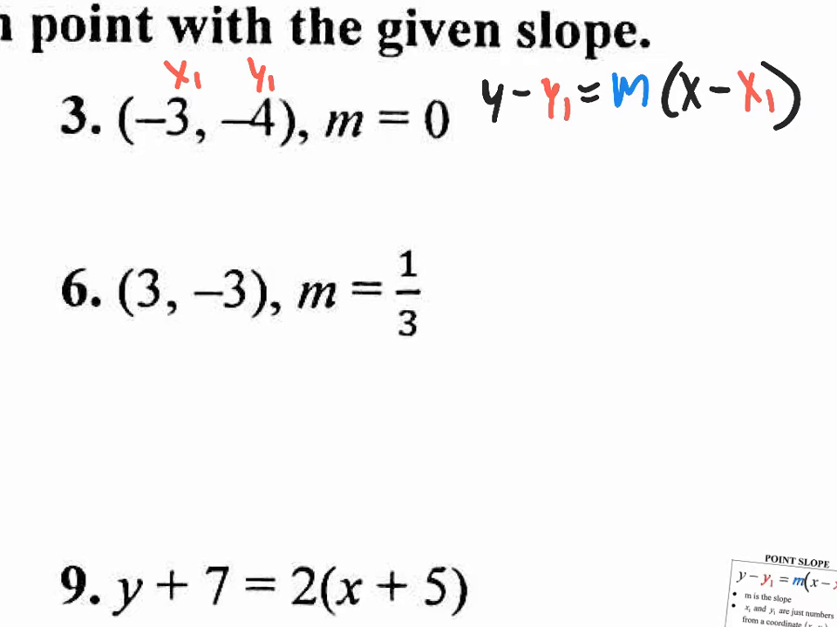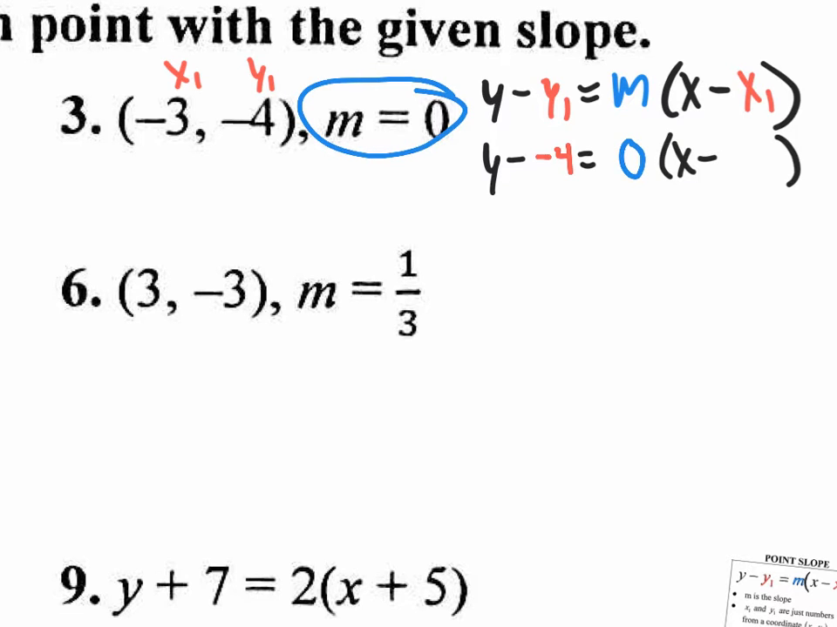And I always say rewrite the form with blank spots before you plug it in. Exactly like that. And then all you got to do is take your y1 value, which is -4, put it right there. Take your m value, which is 0, put it right there. And then take your x value of -3 and put it right there. And of course, anytime you have a minus minus, change it to plus plus.